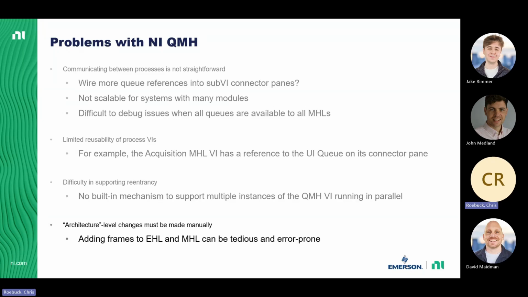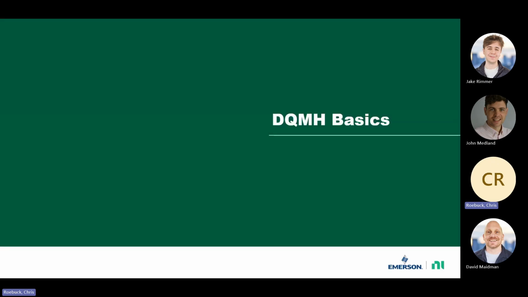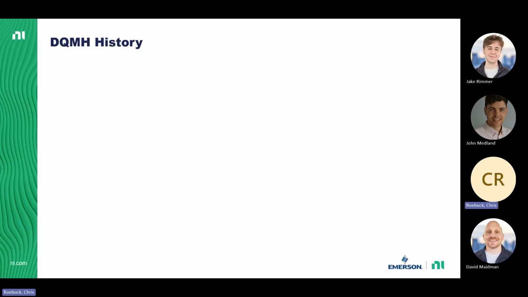And finally, adding frames to those event handling loops and message handling loops can be quite tedious. You've got to right click on it, add event frame, add the code to it. It also means that every time I'm interacting with it and adding capability, it's an opportunity for me to introduce an error, and I want to avoid that as much as possible. So that brings us to DQMH.